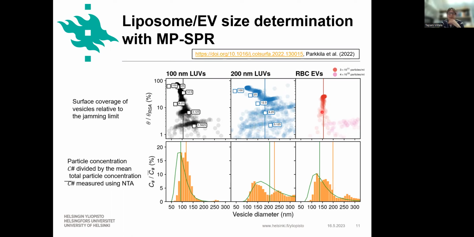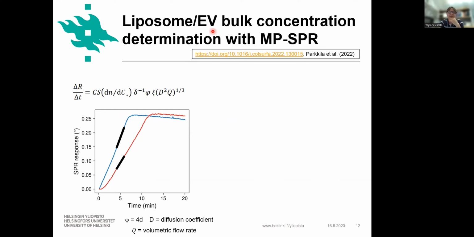liposomes here. Then what we can also utilize this response for is to actually calculate the concentration of liposomes or EVs. And this is a very big question, especially in the extracellular vesicle field, that researchers want to know how many EVs there are in the sample. And this is also based on real physical parameters. And basically what we utilize is the initial slope when we inject the particles on the surface.